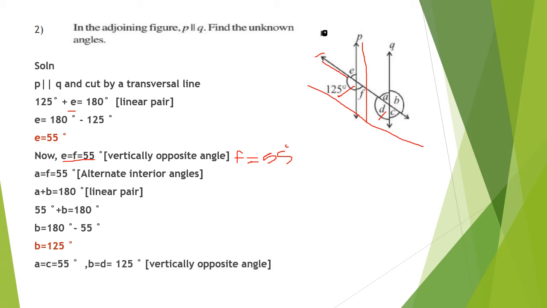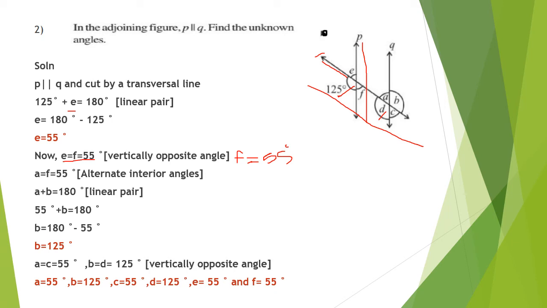A is equal to C. Why? Because they are vertical opposite angles. A and C are vertical opposite angles. So angle A is equal to 55 degrees, so we can say C is also equal to 55 degrees. Then we have found the value of B is 125 degrees.